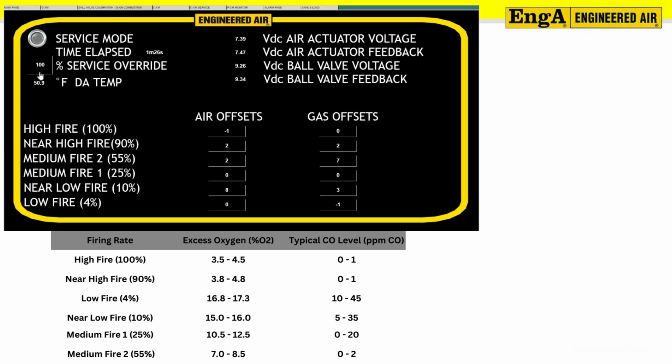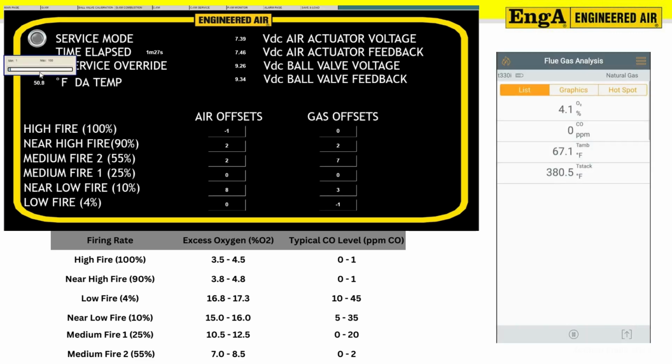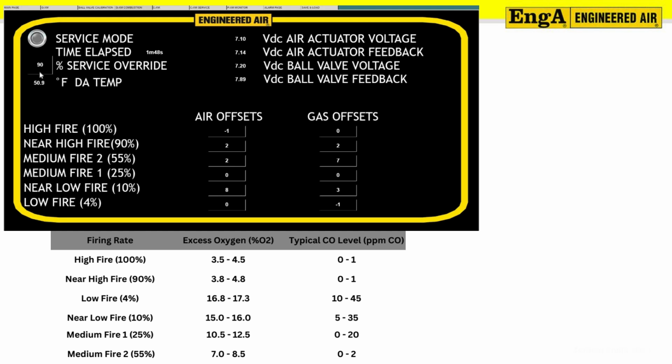Next, enter 90 into the service override box. Once the actuator feedbacks have stabilized again, wait until the combustion analyzer measurements have stabilized and compare the O2% and CO measurements to the values on the second row. If the oxygen levels are out of the specified range, you can adjust the combustion air actuator by increasing or decreasing the 90% air offset.